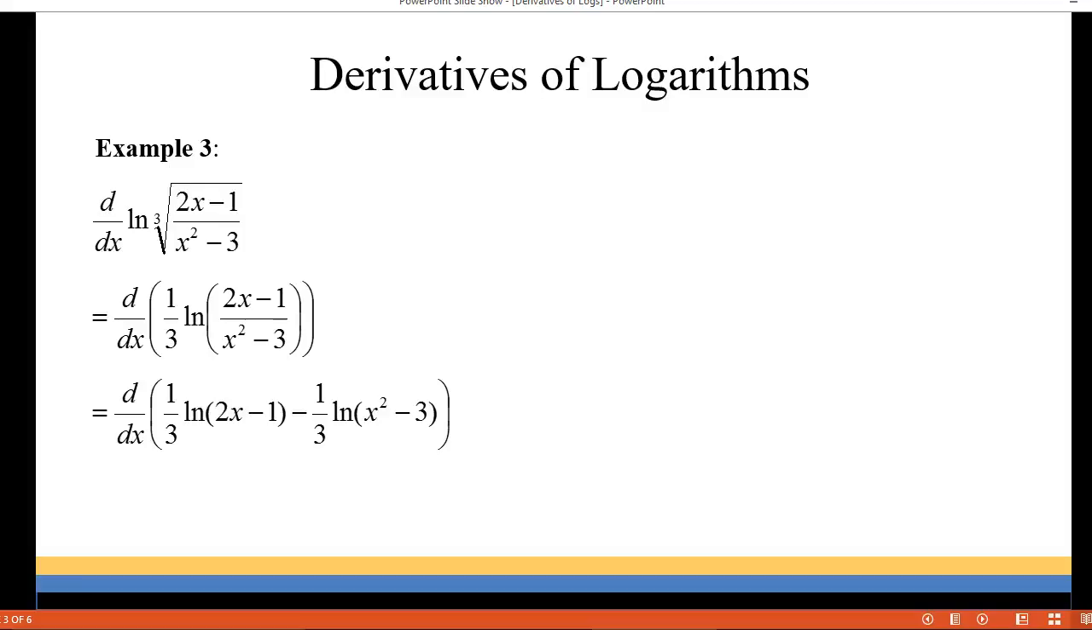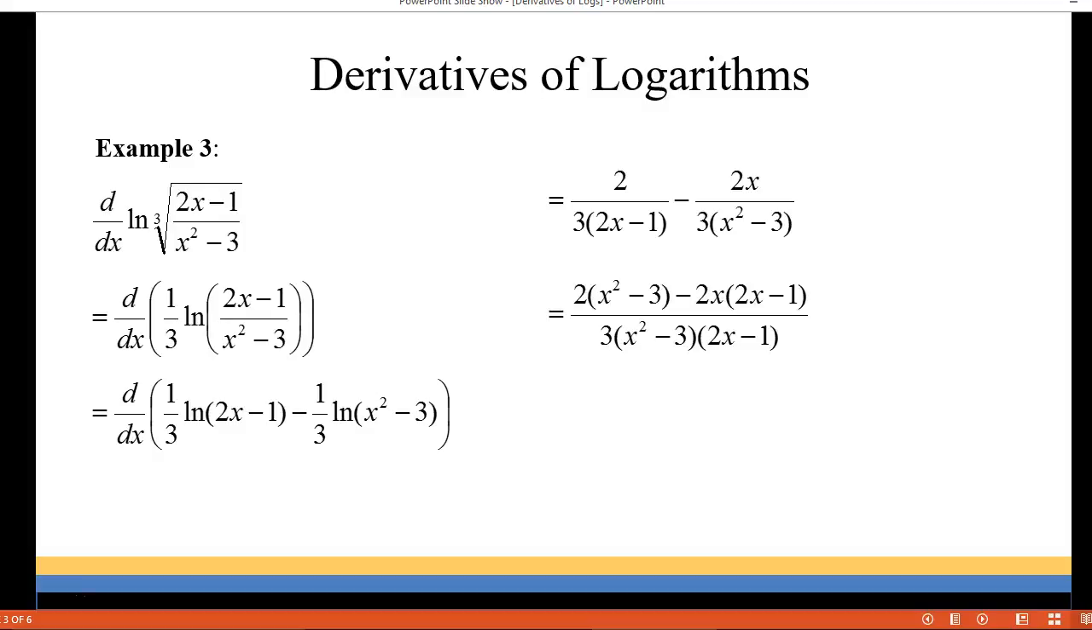So we're going to take the derivative of 1/3 log of 2x minus 1. Well, we would have 1 over 2x minus 1 times the derivative of the inner function, which is 2, times the constant multiplier of 1/3. And for the second term, we did the same thing. The derivative of the inner function is 2x. Our denominator, taking the derivative of the log, will be x squared minus 3, and multiplying it by the constant multiplier of 3. Now we're going to pull them back together by finding a common denominator.